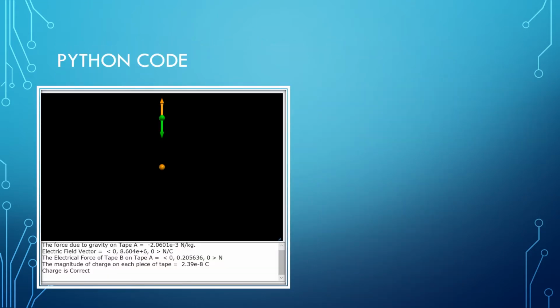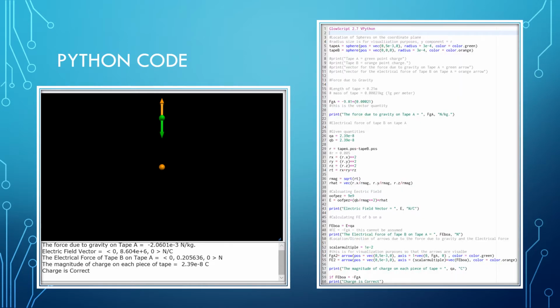I used Python to find all sorts of quantities, specifically the electrical force quantity. In this scenario, instead of saying that the electrical force quantity was simply the negative of the gravitational force quantity, I calculated electrical force by first calculating electrical field.